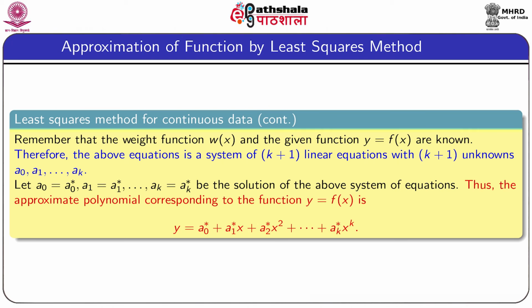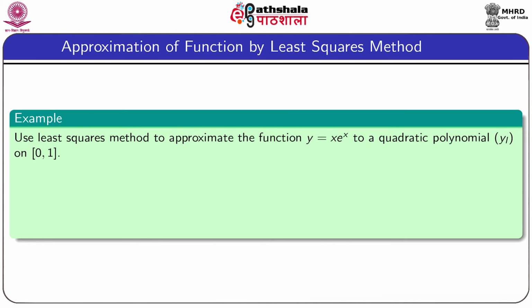Thus, the approximate polynomial corresponding to the function y = f(x) is given by y = a0* + a1* x + a2* x² + ... + ak* x^k. Now, we consider one example to illustrate the method.